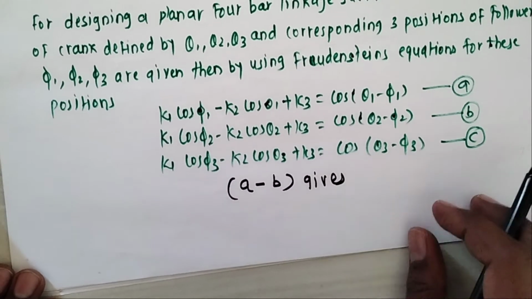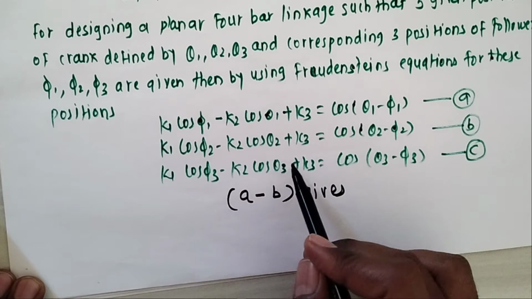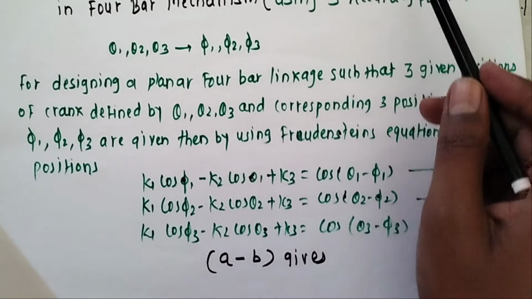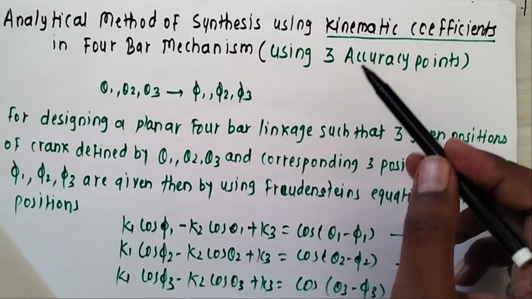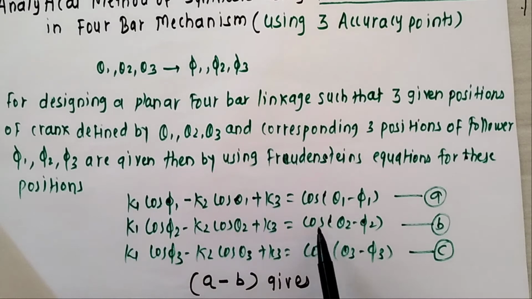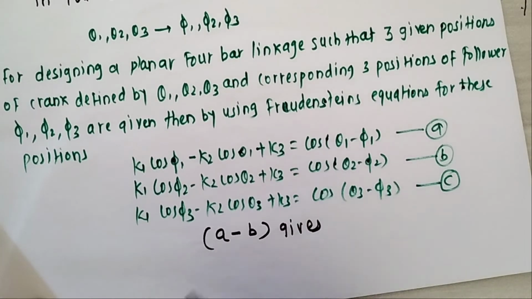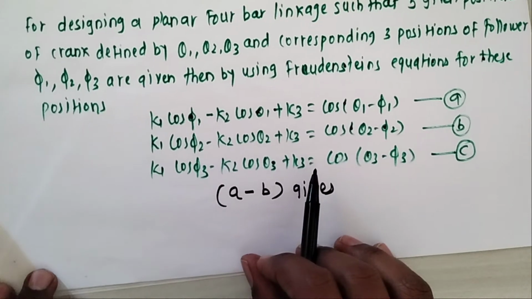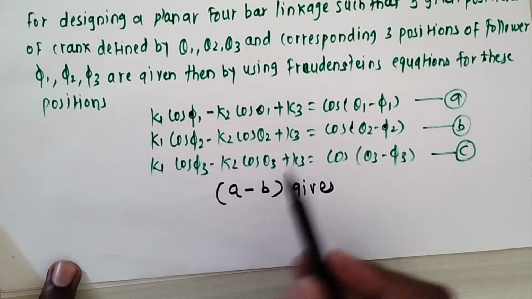So see what actually we are trying to do. We are not using a calculator to solve this equation in this method, that is the kinematic coefficient method that we are studying now. In this method, we will not solve these three equations by using a calculator, but instead of this, we will try to find out the kinematic coefficients. To obtain these kinematic coefficients, the first step we will do is, we will take A minus B. So equation A minus B.